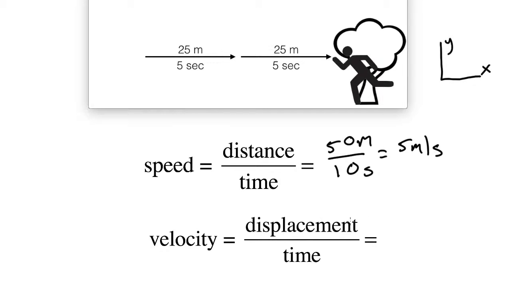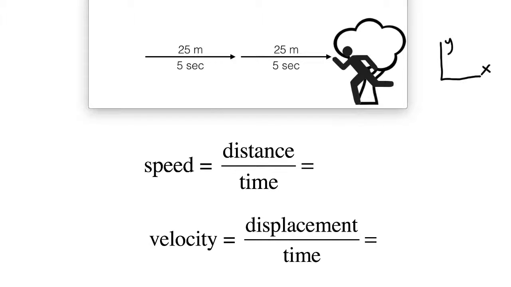Now for his displacement. Well, his displacement, he started here, which was his initial position, and his final position is now over here, which is 50 meters. So this is just going to be 50 minus 0, so his displacement is 50, and the time it takes him to do it in is the same as the speed, which is 10 seconds. So his velocity is positive 5 meters per second.